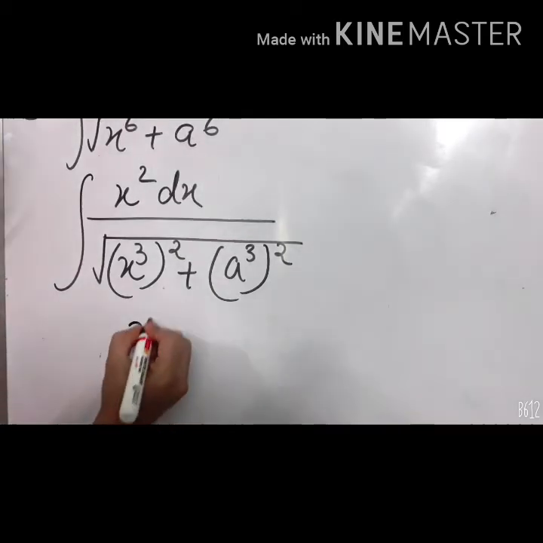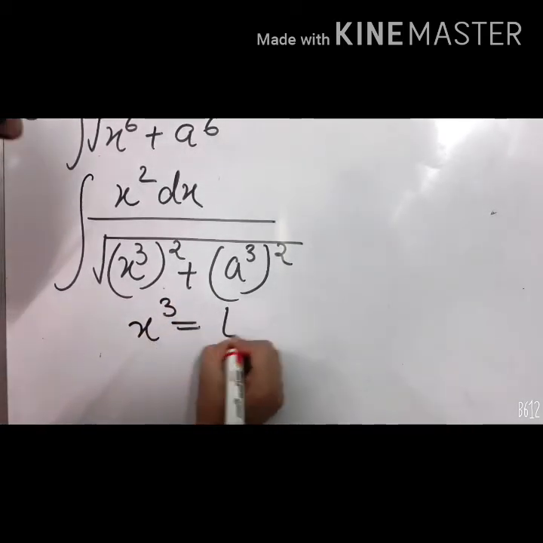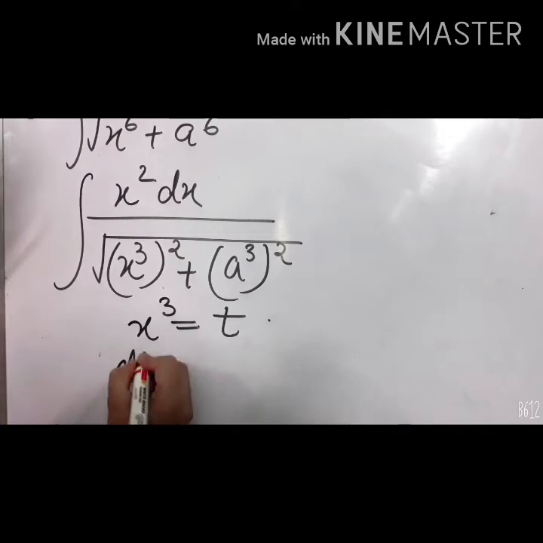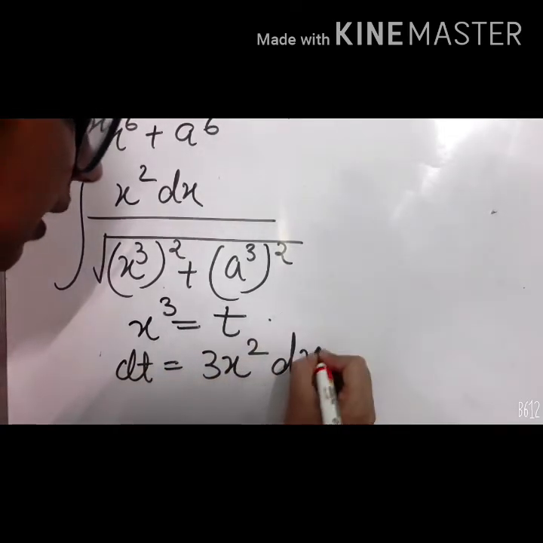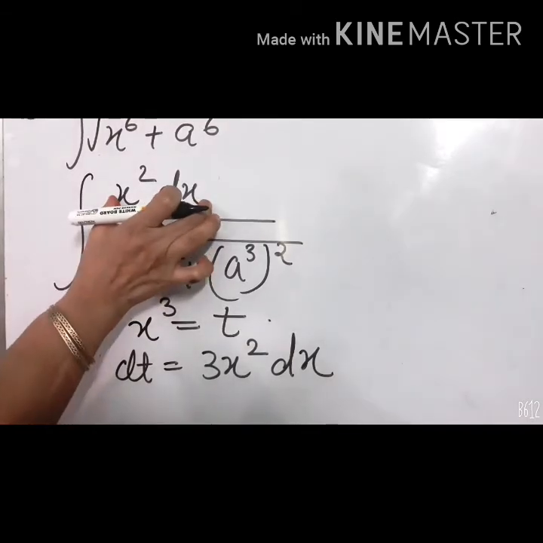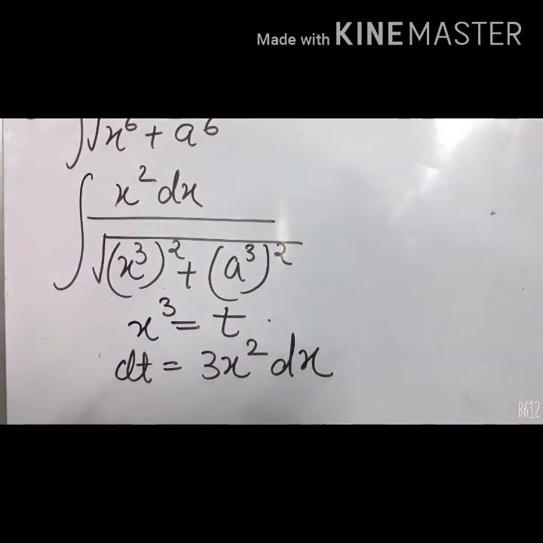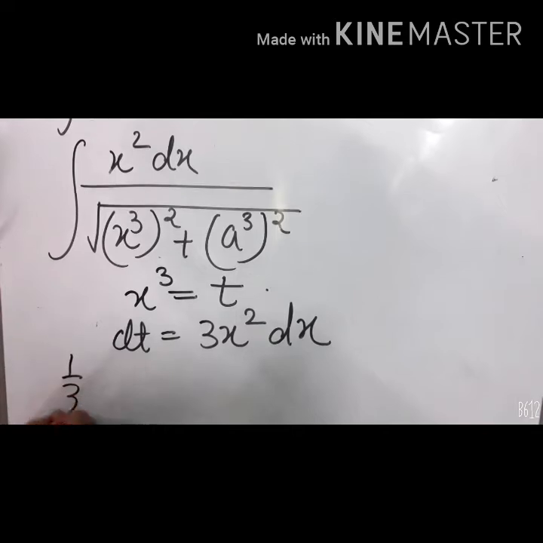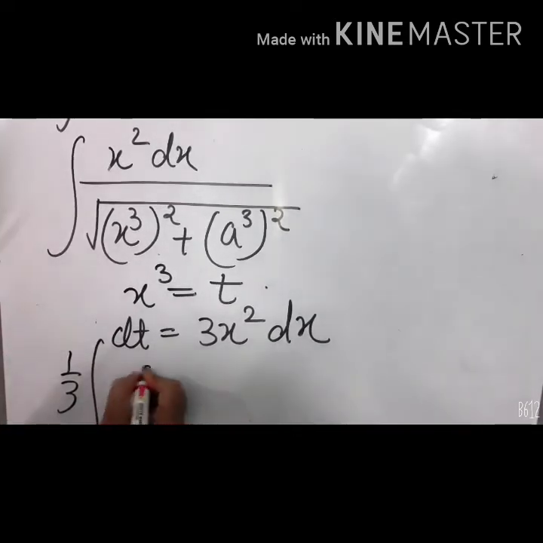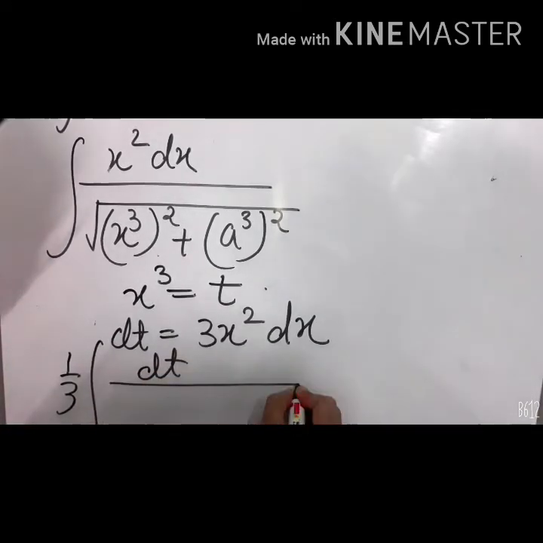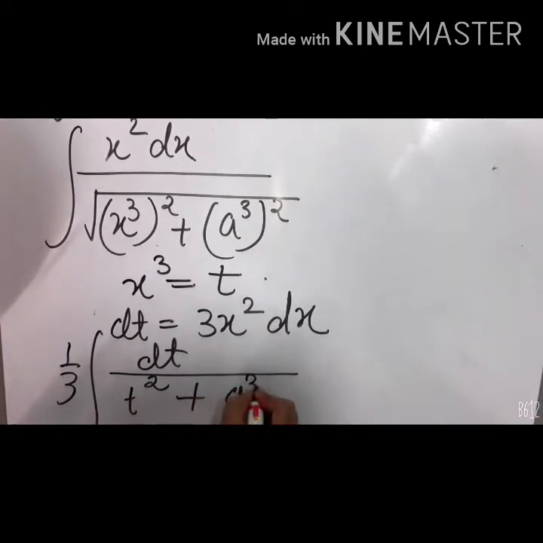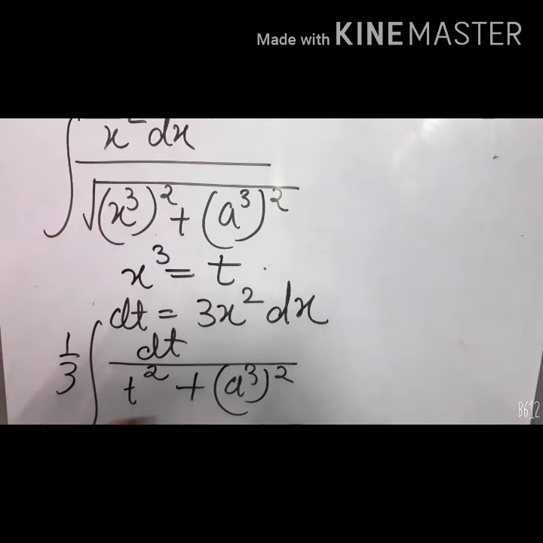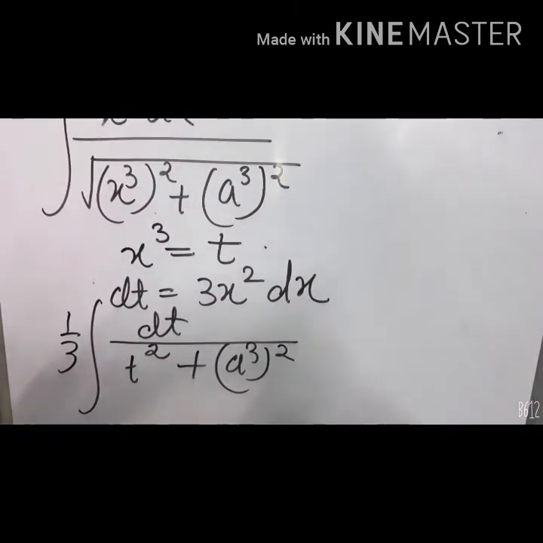Now I will substitute x cube is equal to t, dt is equal to 3x square into dx. I want x square into dx. Please divide by 3 and take it out of the integral sign. It becomes dt by t square plus a cube ka whole square. Because it is a constant value, we won't bother about that.